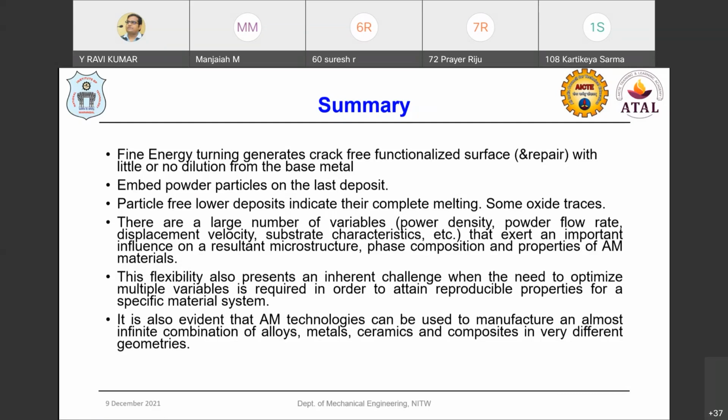There are a large number of variables like power density, powder flow rate, displacement, velocity, and substrate characteristics that exert important influences on the resultant microstructure, phase composition and properties of the materials. This flexibility also presents an inherent challenge, as optimizing multiple variables is required in order to attain reproducible properties for specific material systems. It is also evident that AM technology can be used to manufacture an almost infinite combination of alloys, metals, ceramics or composites in very different geometries with direct energy deposition technologies.